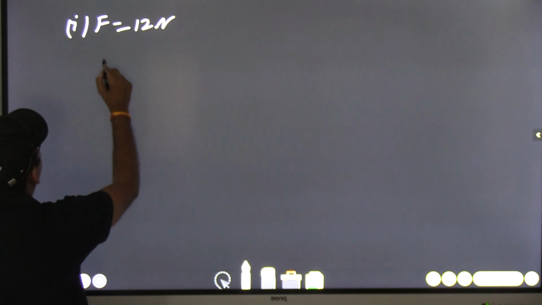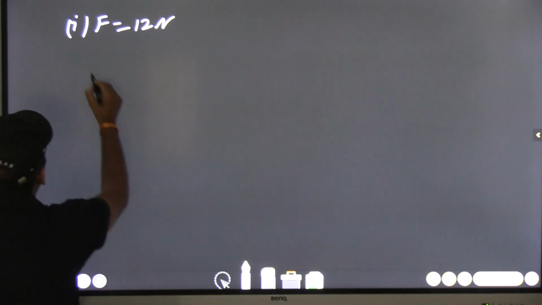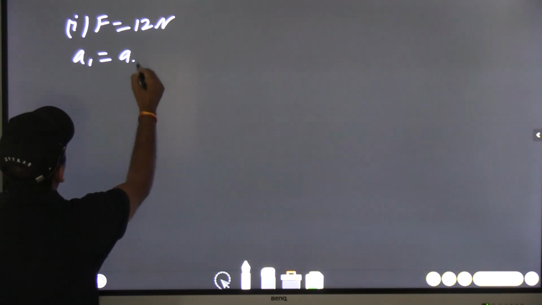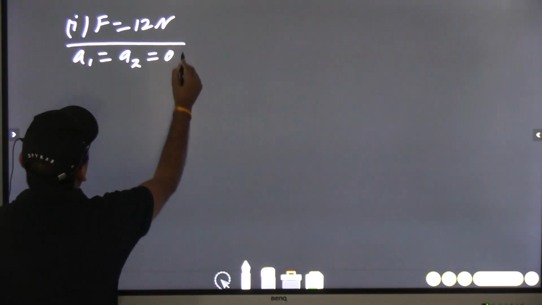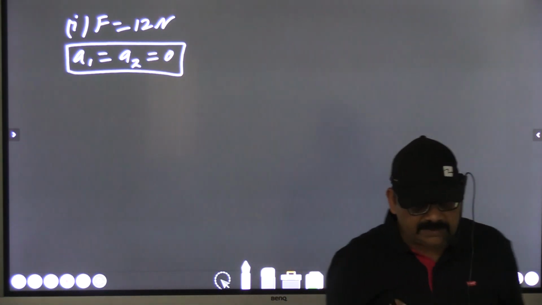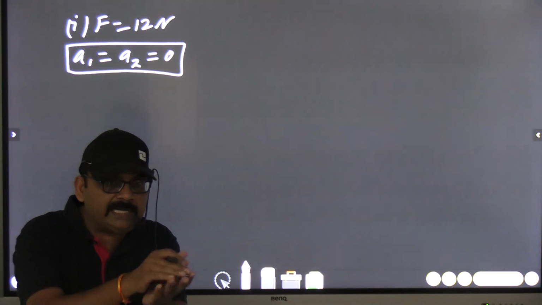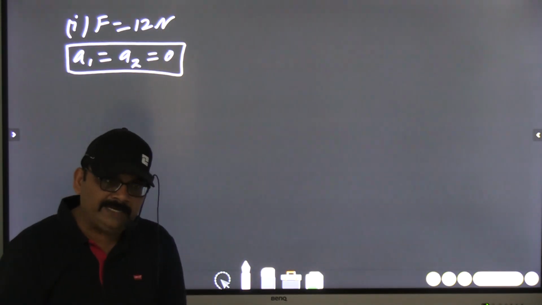Right. Now writing the answer for the first case, when F is equal to 12 Newton, the system will remain at rest. So a1 is equal to a2 is equal to 0, right? Got this point? The accelerations of both of the blocks will be 0 because the external force is 12 Newton, which is less than the minimum force required to drive the system as a whole body.